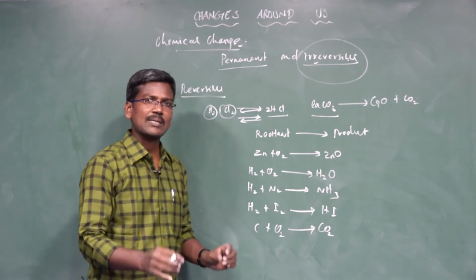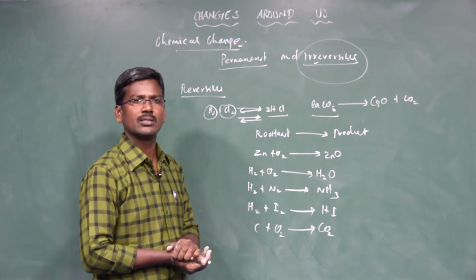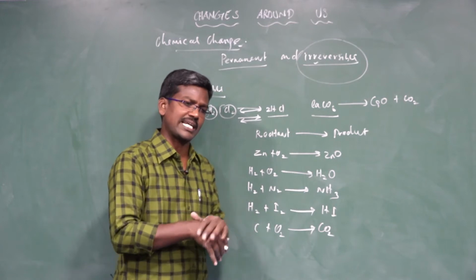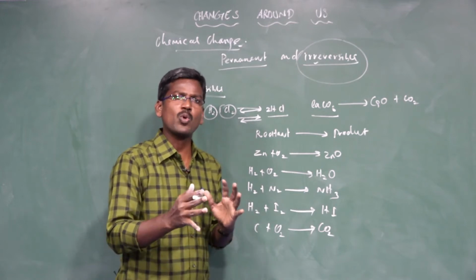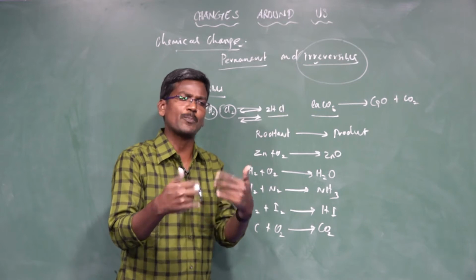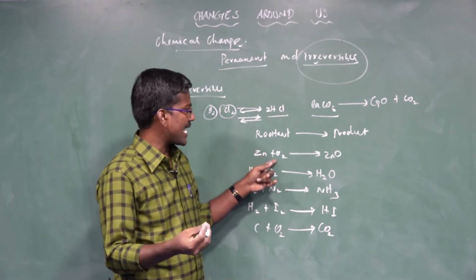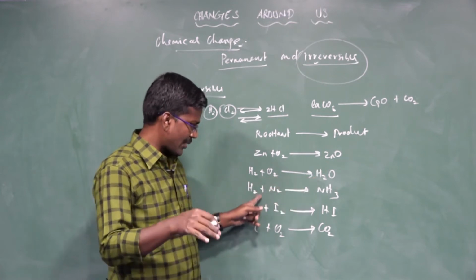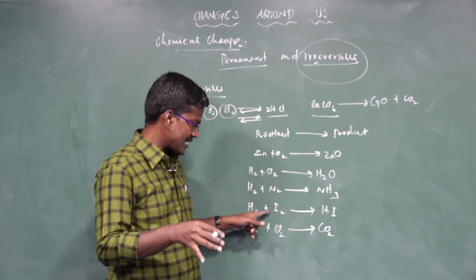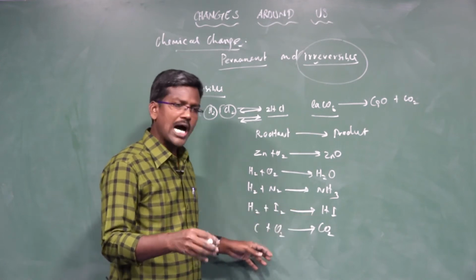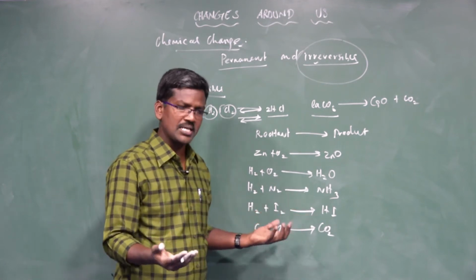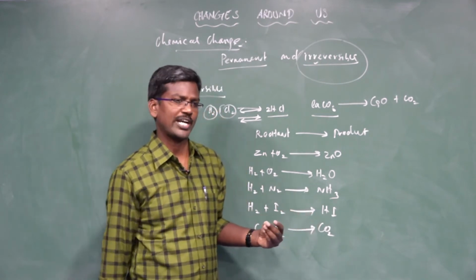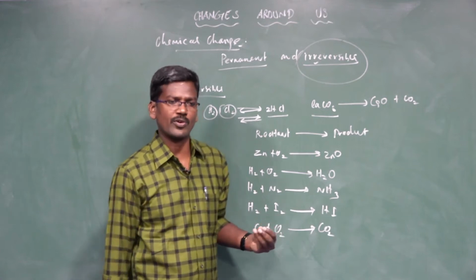So a chemical reaction is permanent and irreversible, in which reactants are converted into product. Chemical changes are called chemical reactions because one or more reactants react with each other to produce the product. Zinc burns in air to form zinc oxide. Hydrogen combines with oxygen to form water, with nitrogen to form ammonia, with iodine to form hydrogen iodide. Carbon burns in air to produce carbon dioxide. Magnesium burns in air to produce magnesium oxide. Hydrogen combines with bromine to form hydrogen bromide, and with fluorine to form hydrogen fluoride.